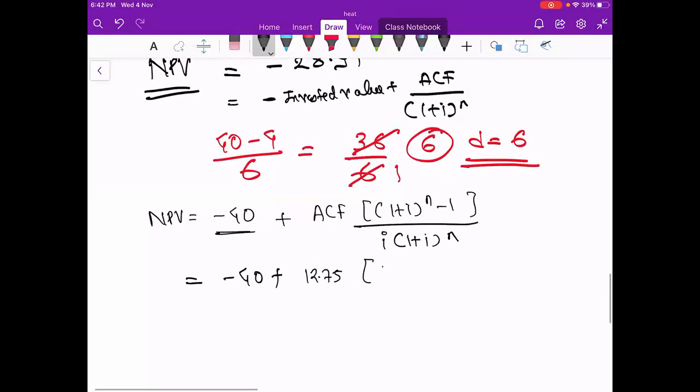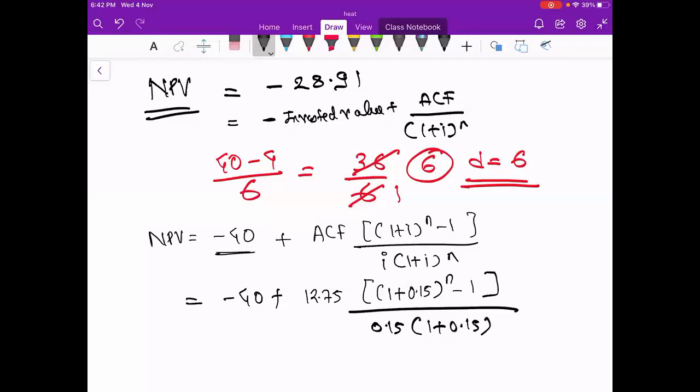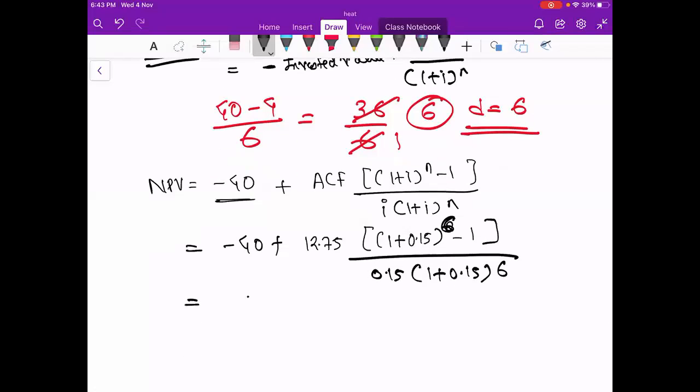12.75. How much is the value of 1 plus i coming? How much is i given? 0.15. 0.15 to the power n minus 1, upon 0.15 times 1 plus 0.15, to the power, all are 6. This is 6. Calculate it, how much are you getting? 8.25 million.